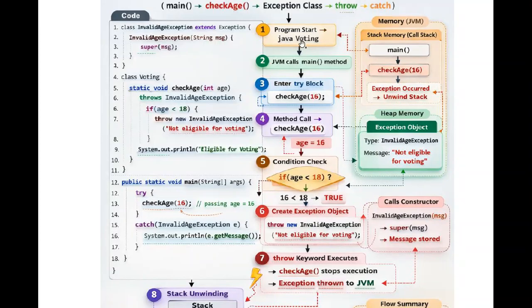Program starts, Java voting. Am I right? JVM calls this main method. You can write 19 or 20 lines of code. Main function will exit from the beginning. So this is the first step. Check age of 16. So 16 is passed here. Am I right? This 16 is now moving to the method call. It is present in the stack memory area. That is what it's showing, main function stack area. Check age of 16 is there.